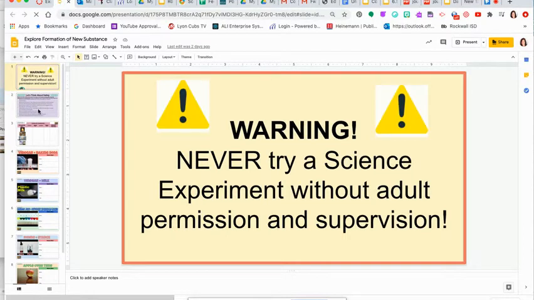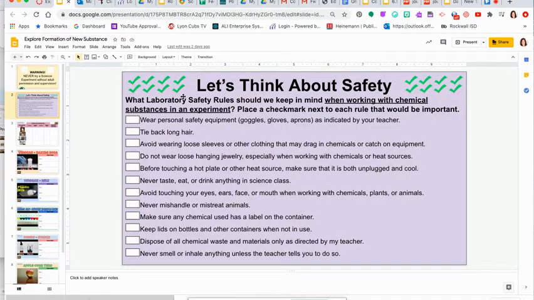On the second slide, you're going to respond to the question by putting check marks into the white boxes of what lab safety rules you should keep in mind when working with chemical substances in an experiment.